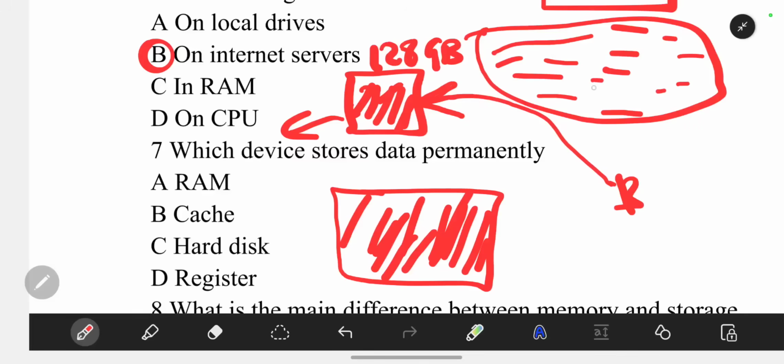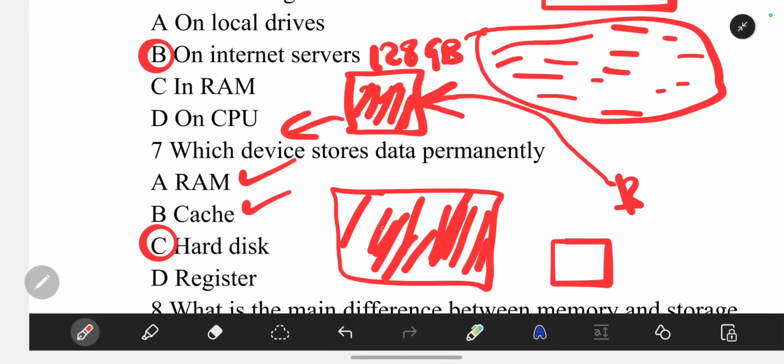If you look at number 7, which device stores data permanently? The one that stores data permanently is the hard disk. So the hard disk stores data permanently. So these things such as RAM, you saw how RAM works. You look at cache. Cache is used to store information that is frequently accessed.